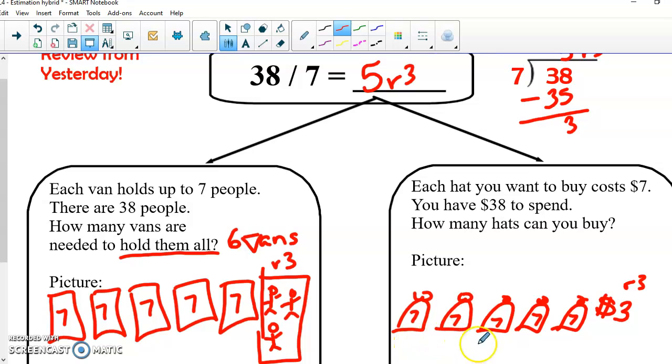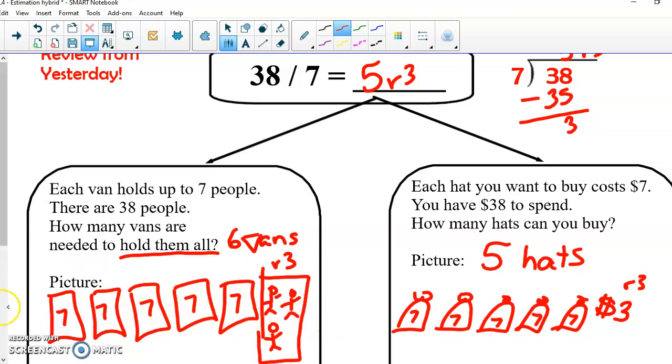Now, if I went up to the store clerk and said, hey, I'd like 1 more hat, but I only have $3, they would say, I'm so sorry. You're going to have to come back when you have 7, not 3. So that means I cannot buy 6 hats. I can only buy 5 hats if I had $38.